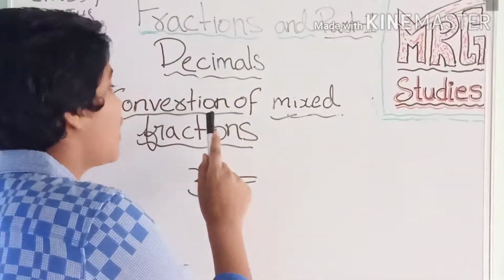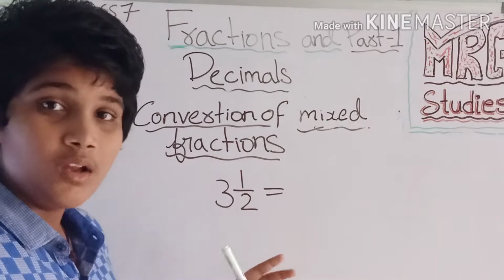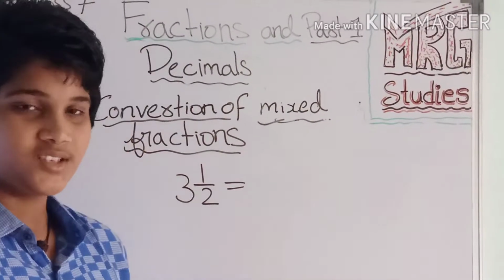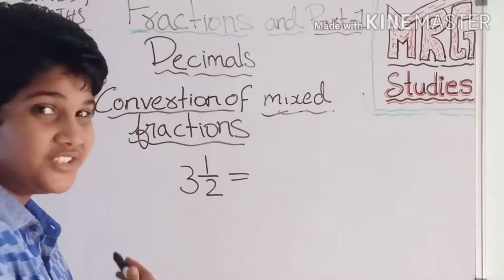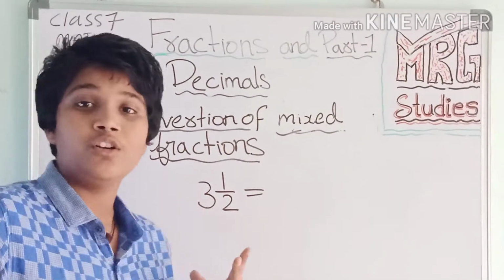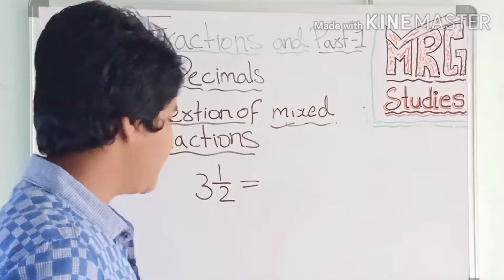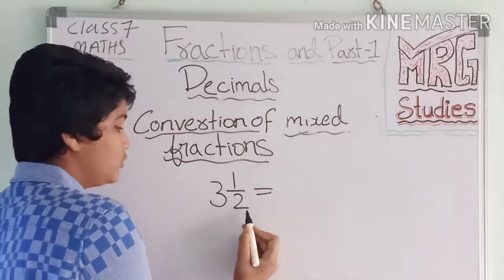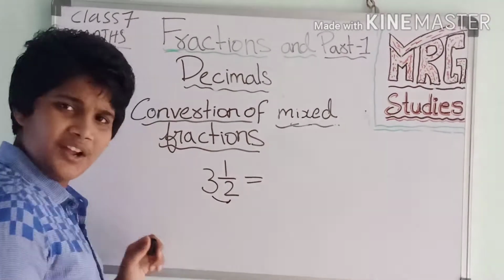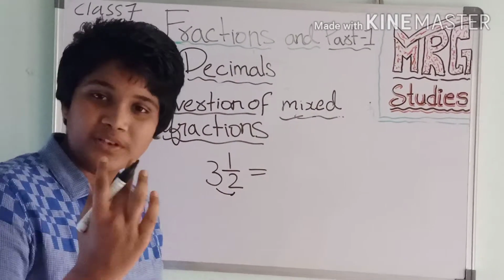Now I will tell you the conversion of a mixed fraction. I'll show you how to solve these mixed fractions. See here, 3 1 by 2 is there. Now I will convert this fraction into an improper fraction. See how I will do it. First we should multiply this 3 and 2. Always you should do it like this when a mixed fraction is there.